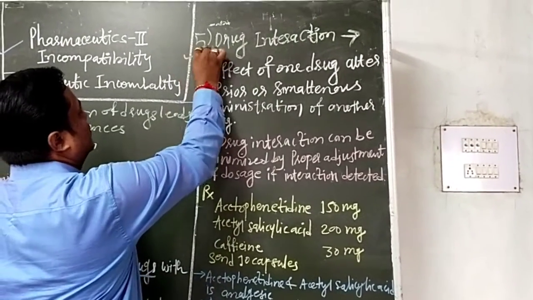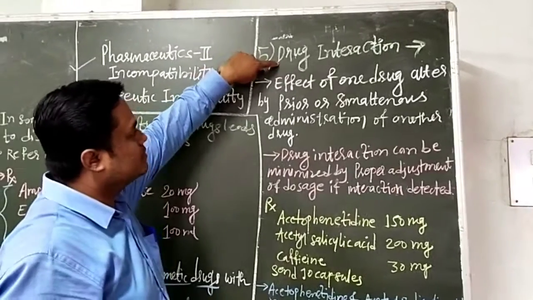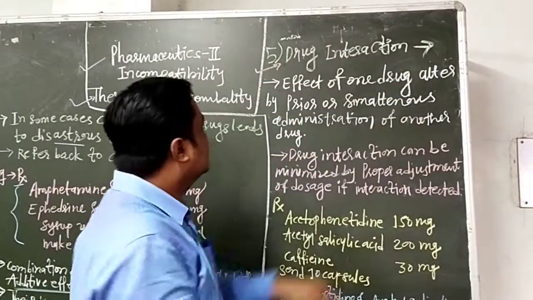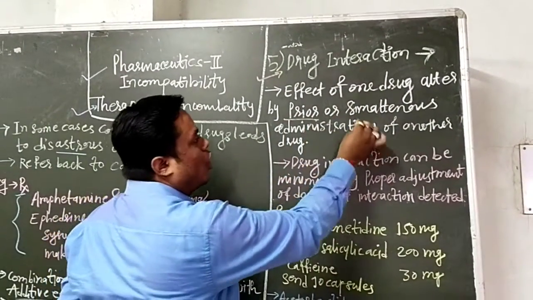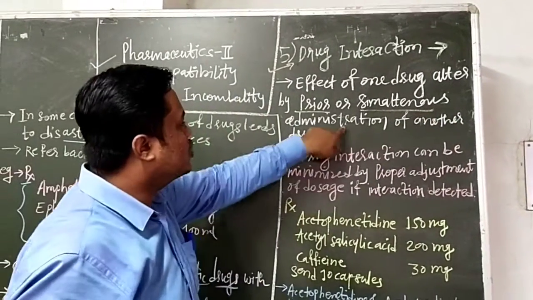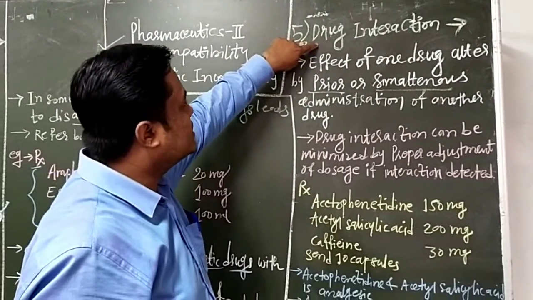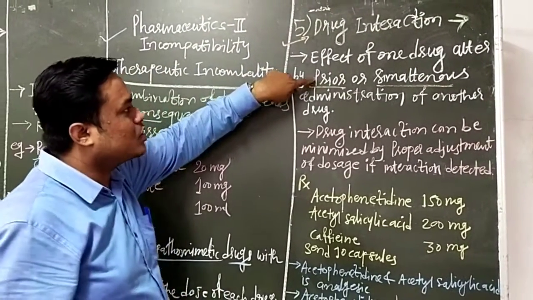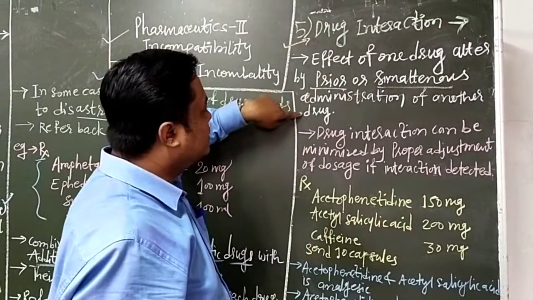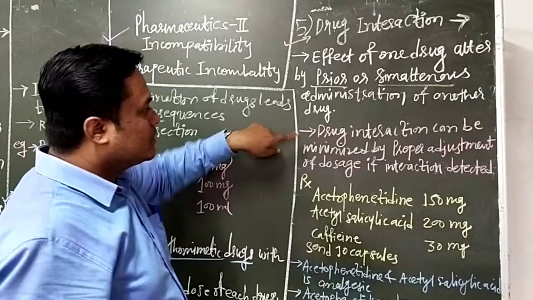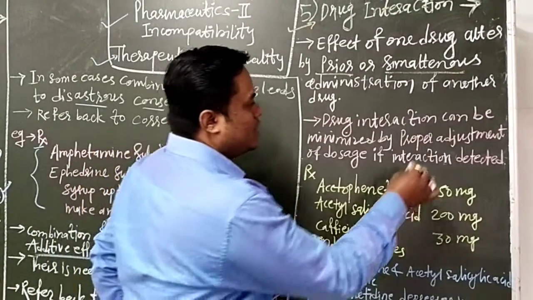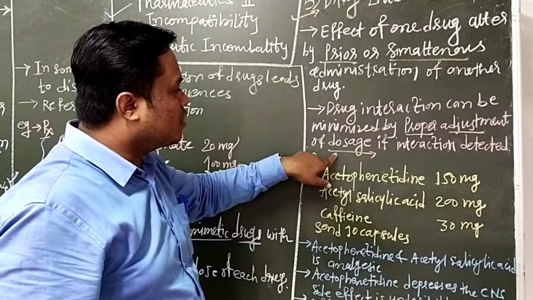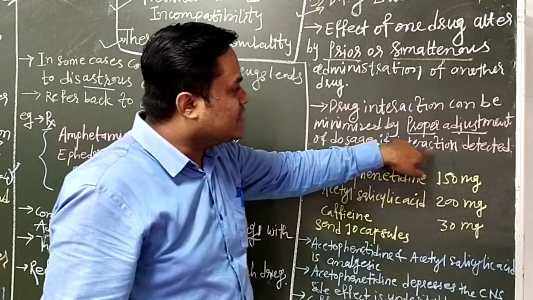The next problem, the fifth, is drug interaction. Drug interaction means the effect of one drug is altered by prior or simultaneous administration of another drug. It is called drug interaction. Drug interaction can be minimized by proper adjustment of doses if interaction is detected.